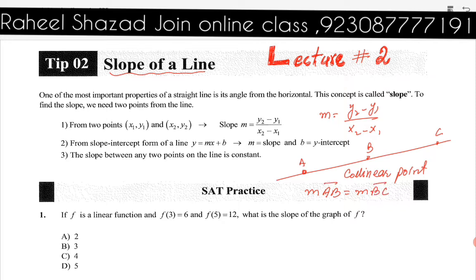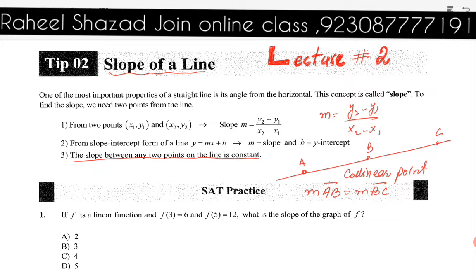The gradient of AB and the gradient of BC, the slope, will be the same, right? And yes, this is the concept. The slope between 2 points on the line is always constant. Okay, they are known as collinear points.